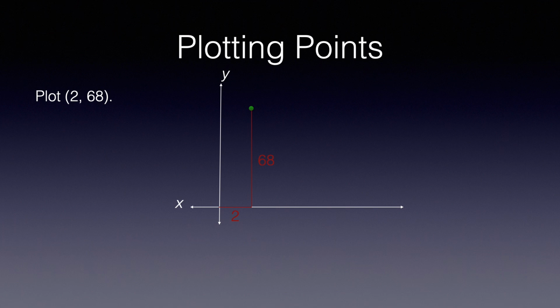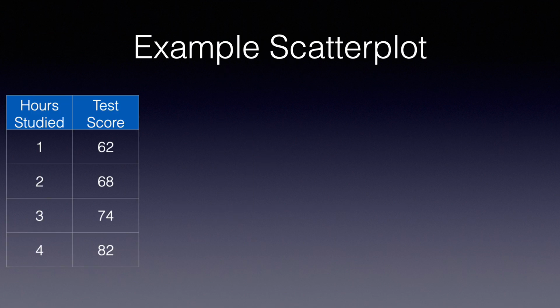So if we return to our data of hours studied and test score, and I wanted to plot all 4 of these points, the first thing that I would do is convert my data from a table into coordinates. The first observation was 1 hour studied has a test score of 62. That would be the ordered pair (1, 62). 2 hours studied having a test score of 68 would be the ordered pair (2, 68), and so on.